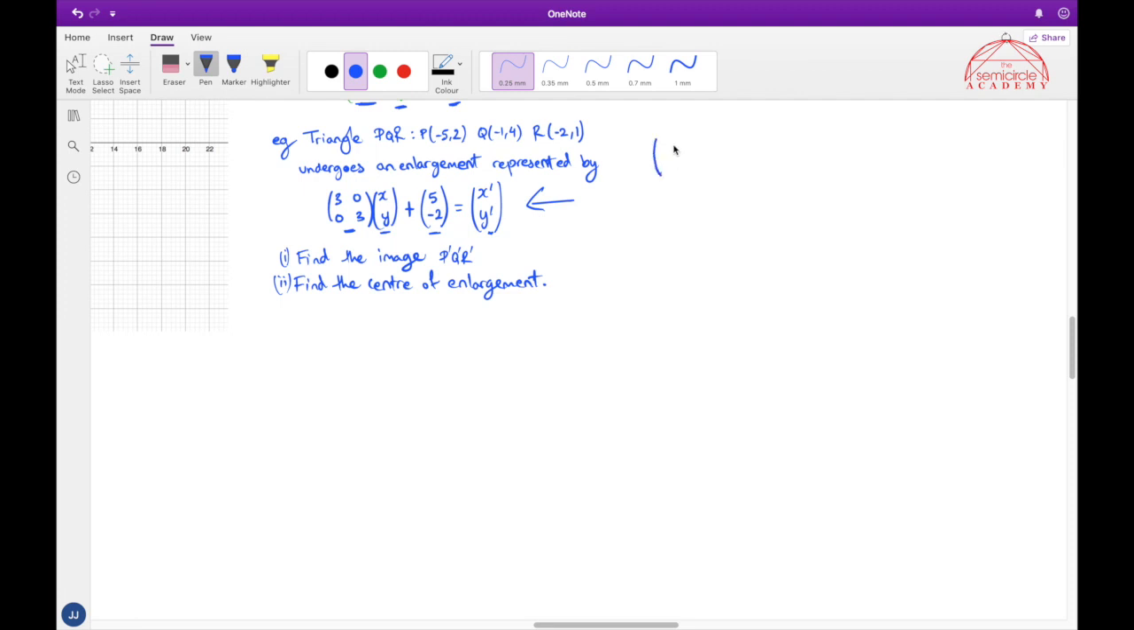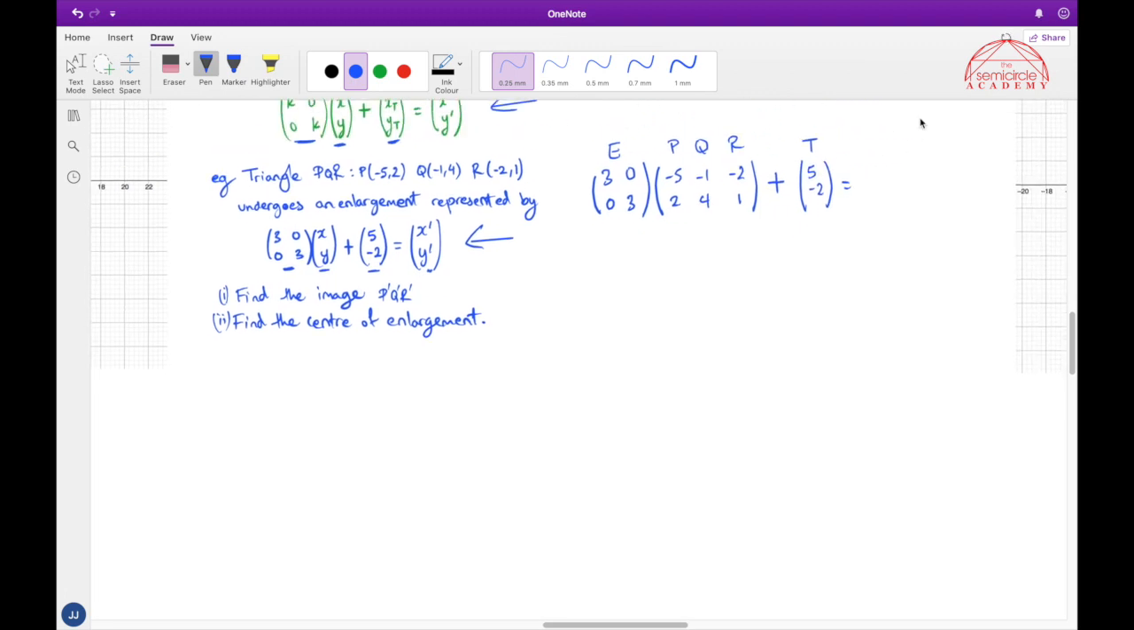First, we have the enlargement matrix with the scale factor of 3, which is 3, 0, 0, 3. And then we have to multiply that by our object. So we have E here, and we have to multiply it by the object PQR. The object PQR gives us negative 5, 2 for P. Q is negative 1, 4. And R is negative 2, 1. And we are going to add that to the translation that they gave us, the translation T being 5, negative 2. And that should give us our image.